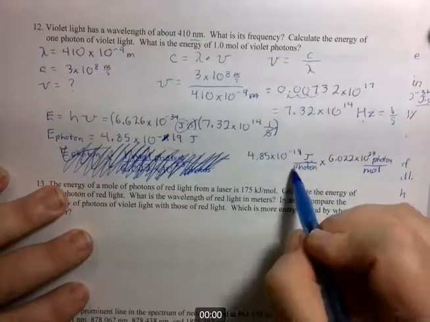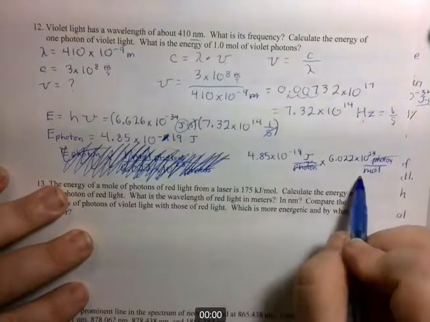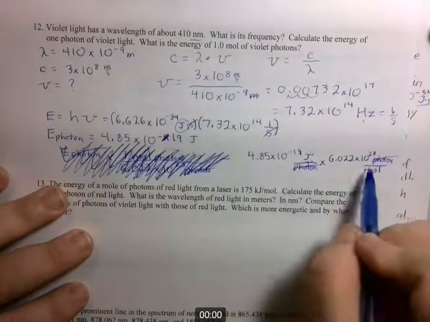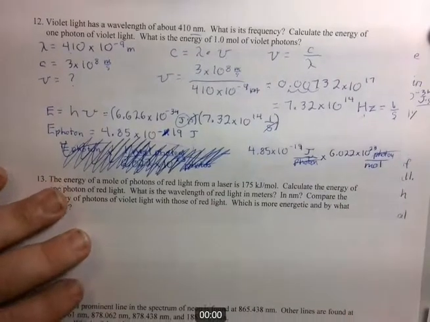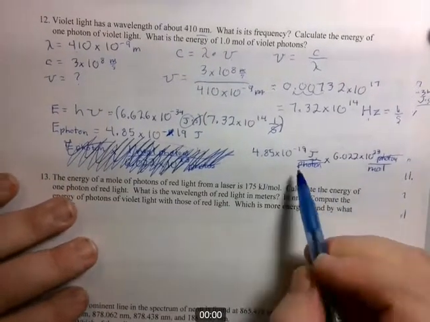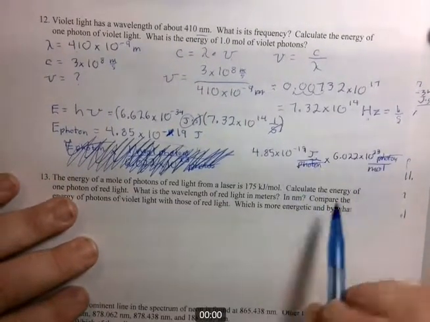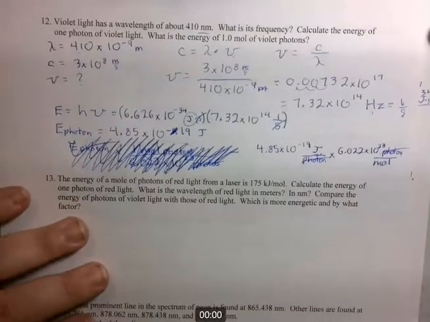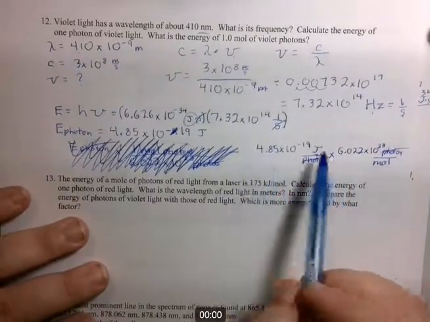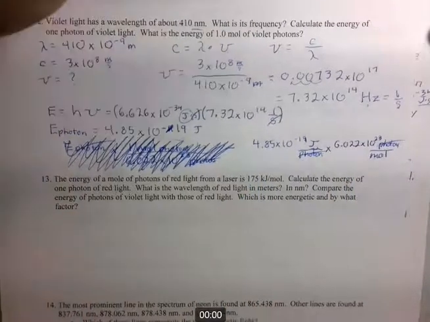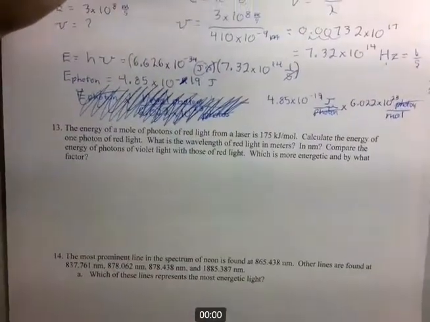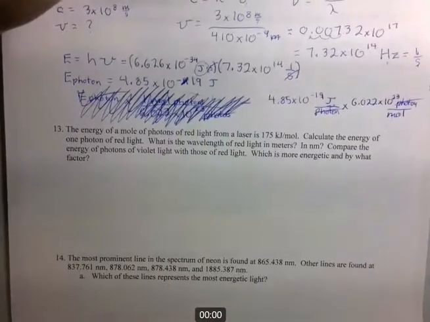So photons cancels, and you end up with joules per mole. That's how much energy in joules you have for 1 mole. So you basically just multiply these two numbers together. That's 10 to the minus 19th and 10 to the 23rd. I'm going to leave that for you to do. You're going to need to do a decimal adjustment there. So go ahead and do that one. Ask me if you have questions. Okay, next up.